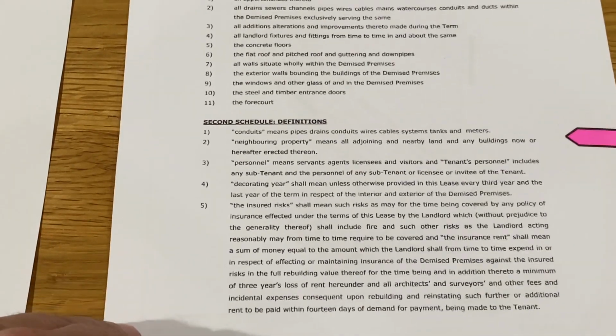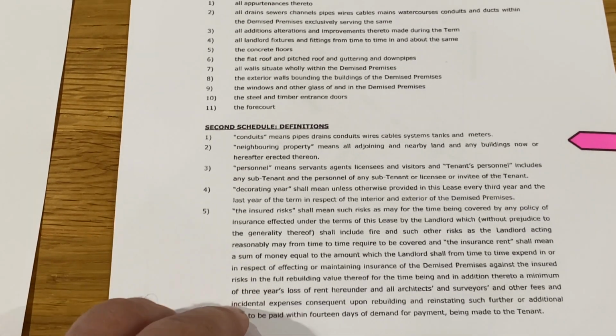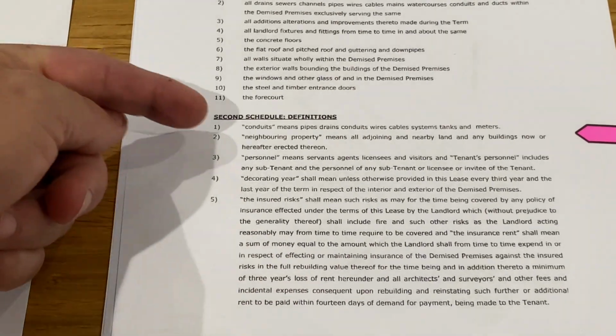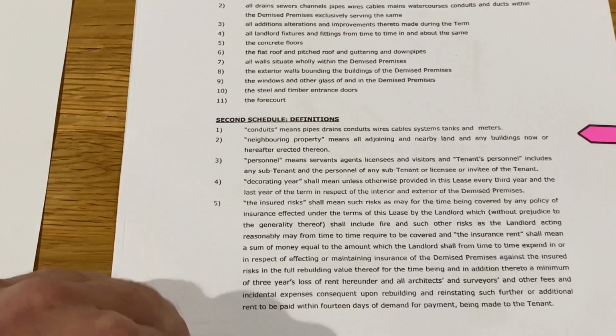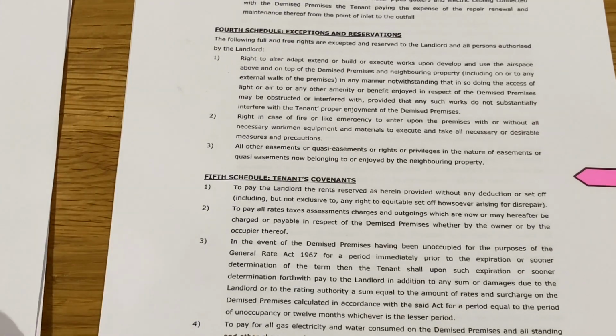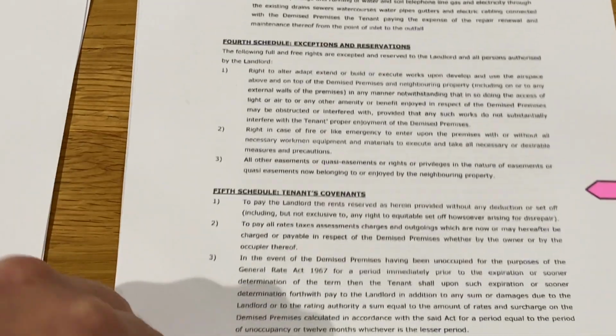Schedule 2 is just definitions, so anyone that's perhaps new to reading a lease or needs something to be confirmed, it will tell you what conduits means, what neighbouring properties means, what personnel means, and stuff like that. There we have our plan of the property, and we've got some various other schedules here.